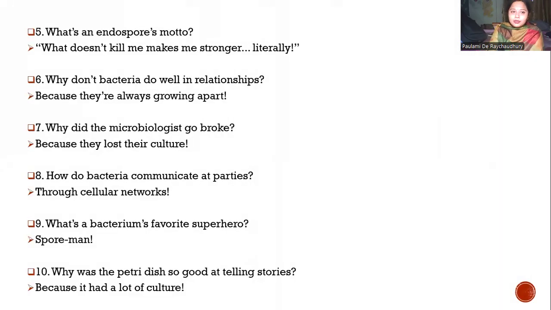Now, what is an endospore's motto? What doesn't kill me makes me stronger, literally. So no one can kill me. That is the endospore's motto. Why don't bacteria do well in relationships? Because they're always growing apart. Why did the microbiologist go broke? Because they lost their culture. How do bacteria communicate at parties? Through cellular networks. And what is the bacterium's favorite superhero? Spore Man. Definitely, because no one can distract it. Why was the petri dish so good at telling stories? Because it had a lot of culture.